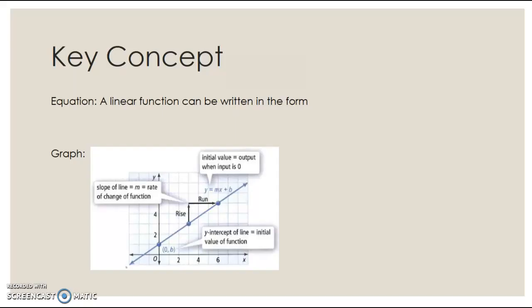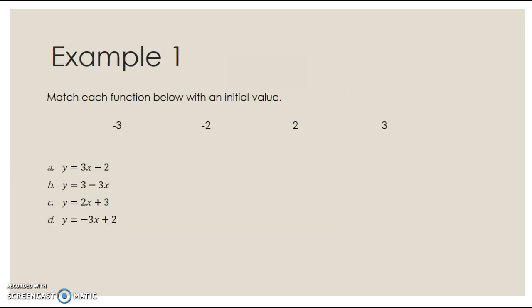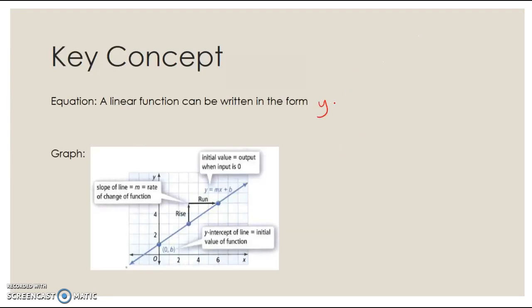So, key concept. A linear function can be written in the form, and we've talked about this before, y equals mx plus b. So that's the form in which we're writing. And so those are equations. Just remember that initial value is your b. And just as a reminder, m is our slope or rate of change.